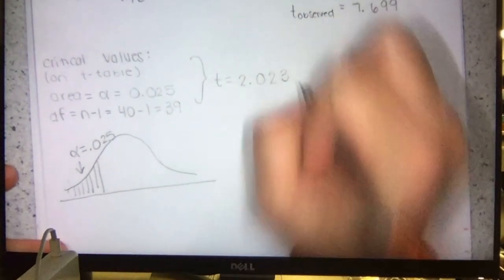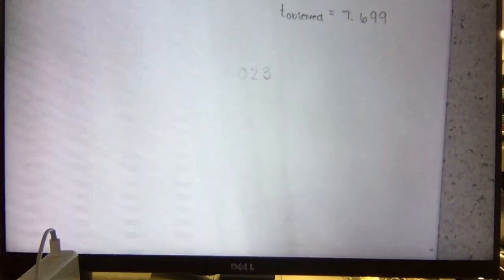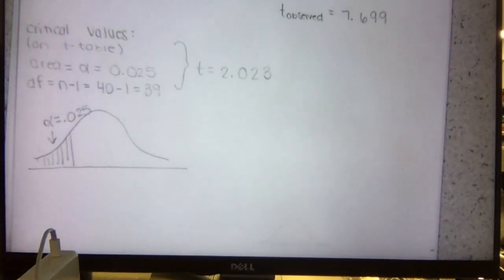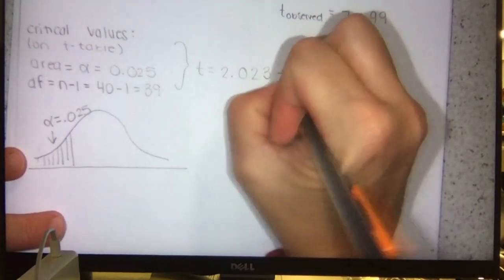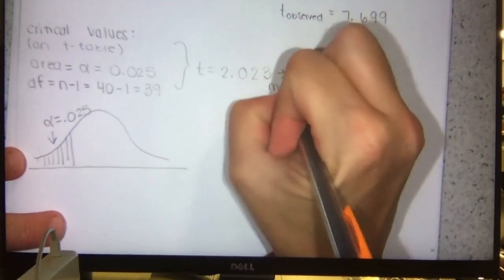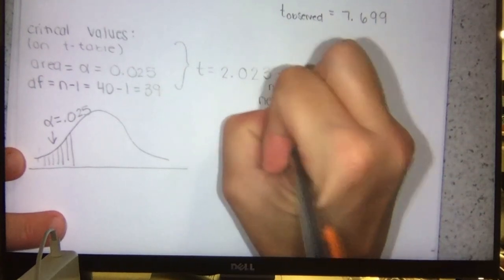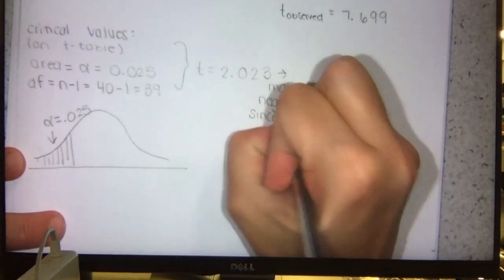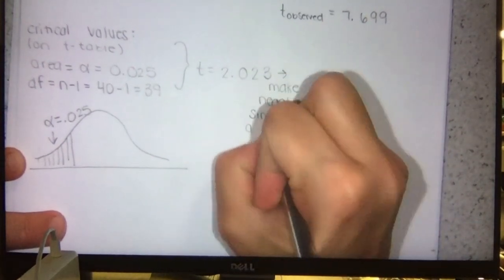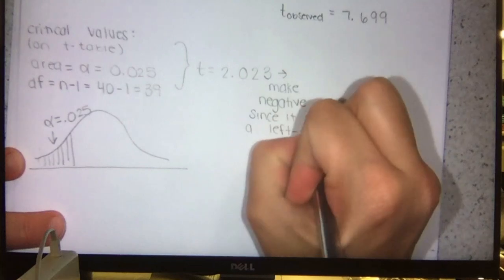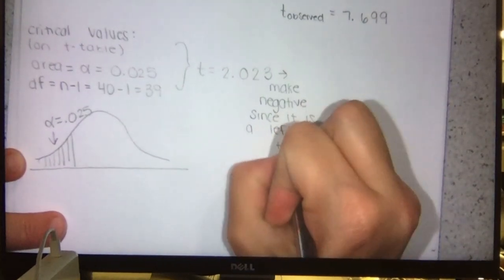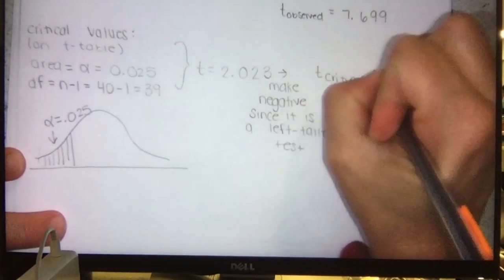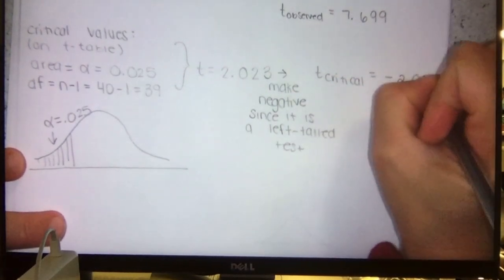Now, this says area to the right. But remember, we want the area on the left side, so we need to make it negative, since it is a left-tailed test. So our T critical is going to be negative 2.023.